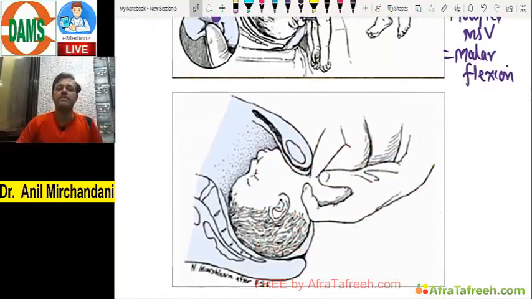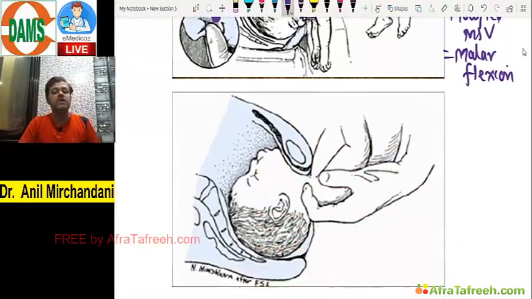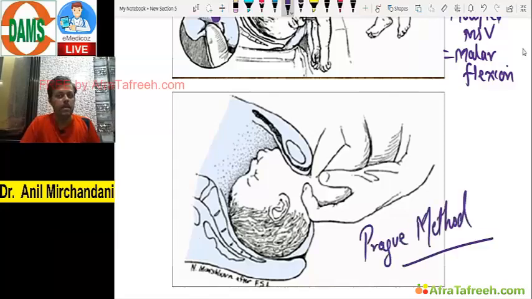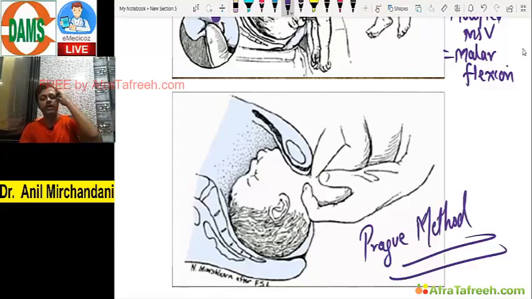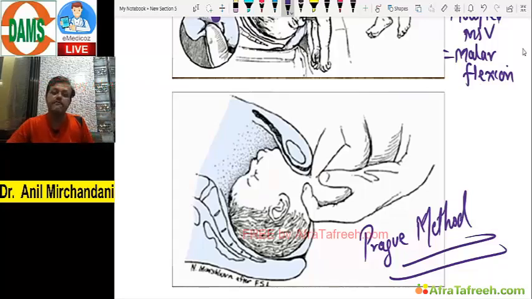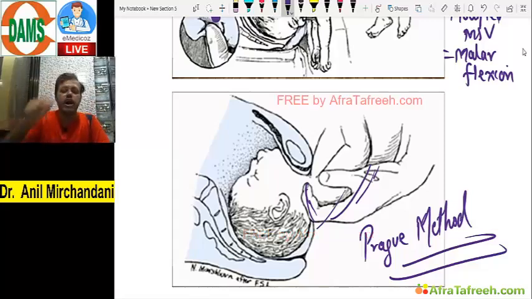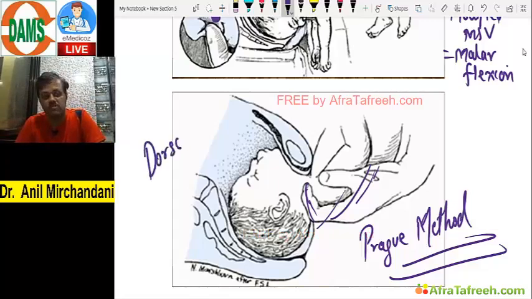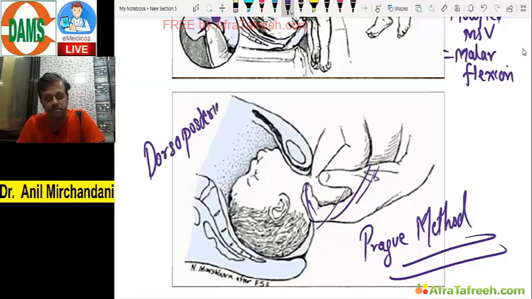If the back of the baby is posterior, then you are supposed to do the maneuver called Prague maneuver. Prague maneuver, where you are doing the same thing. You are holding the baby in this way, fingers on the shoulder and your dominant hand on the back of the baby, and you are delivering the baby by swinging it in a long arc with the back of the baby posteriorly placed. So it is for dorso-posterior position.